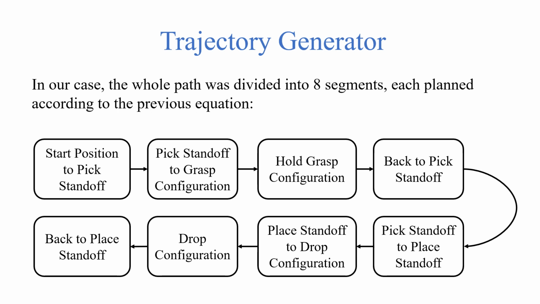In our case, we divided the path into 8 segments, which were actually suggested by the project page, which I'm going to put a link for in the description box. Now, first of all, we're going to start at a certain start position. We're going to move to a standoff position. From the standoff, we descend to the grasp configuration. We hold the grasp configuration for a few time steps to ensure that the gripper actually fully closes on the object. From there, we go back to the standoff.